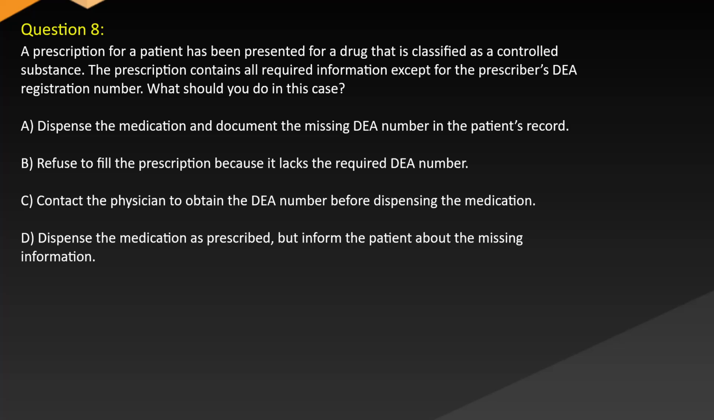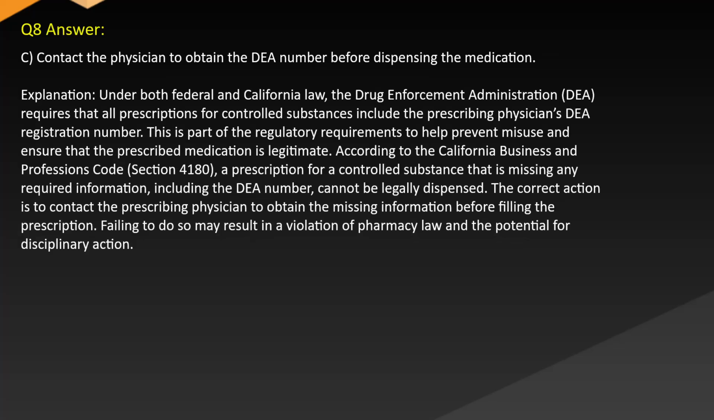A. Dispense the medication and document the missing DEA number in the patient's record. B. Refuse to fill the prescription because it lacks the required DEA number. C. Contact the physician to obtain the DEA number before dispensing the medication. D. Dispense the medication as prescribed, but inform the patient about the missing information. Answer: C. Contact the physician to obtain the DEA number before dispensing the medication.